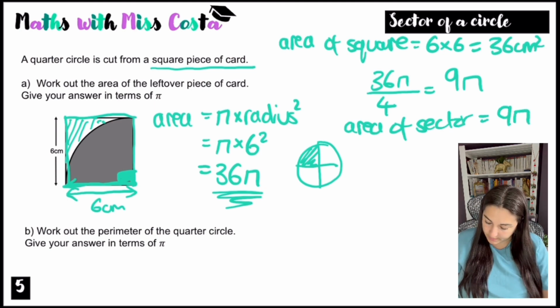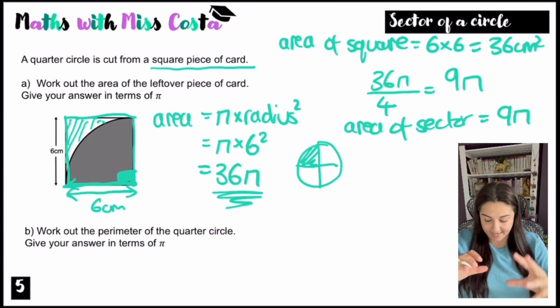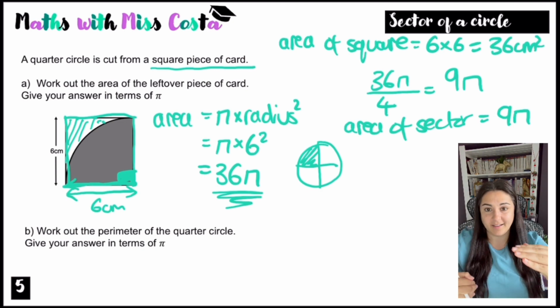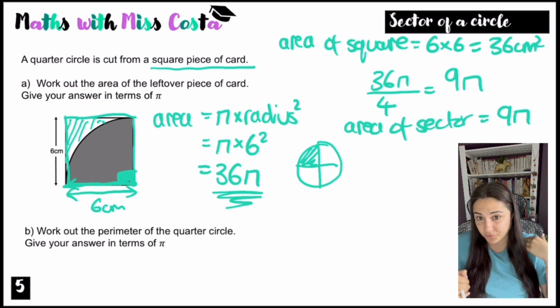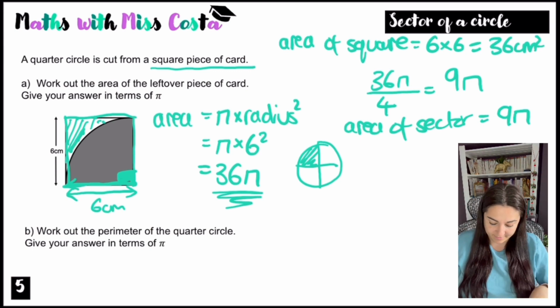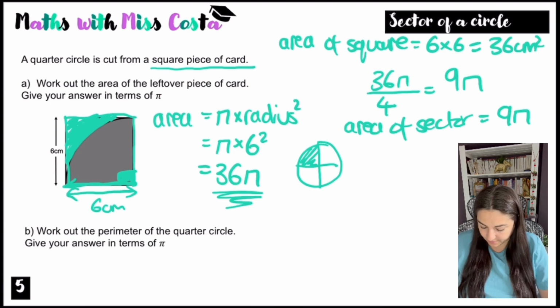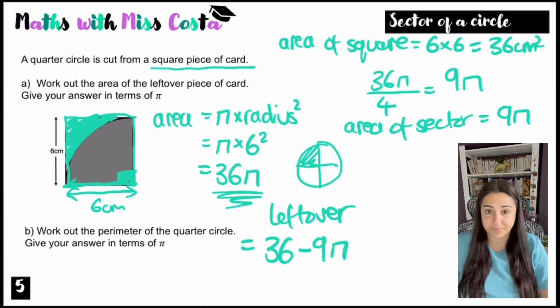Now, if I know the area of the full square is 36 and the area of the sector is 9 pi, I need to subtract that. So my total area is 36. I subtract the area of the sector, and then I'm left with this bit here, the leftover bit of card. So my leftover piece of card would leave me with 36 take away 9 pi.